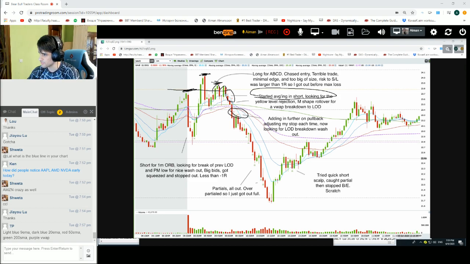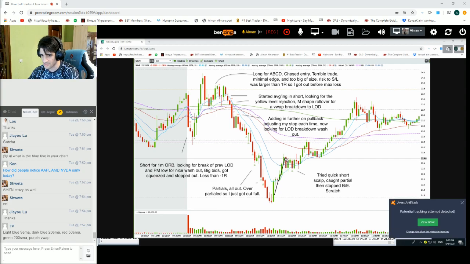I wouldn't have used them, because we don't add on the way down. We simply wait for pullbacks. But this was amazing right there. Good job holding on to this thing. Quick short scalp. Wouldn't have really taken it. I see that it worked out, but it's just a little bit risky, right? When the stock is reversing, you don't know how much of a pullback it is going to make.